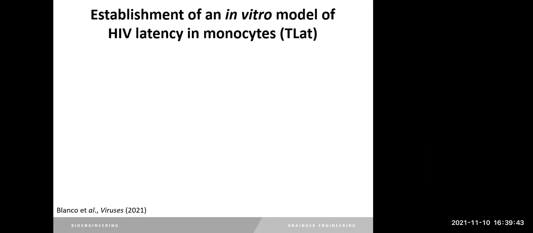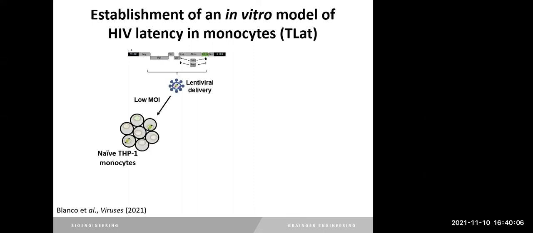What she did is she established an in vitro model of HIV latency, a monocytic latency model. We call it the TLAT because it's based on a THP1 cell line. So we take the full-length HIV construct that has a delta envelope and GFP. We use lentiviral delivery and a low multiplicity of infection to infect naive THP1 monocytes. And then we do a GFP negative sort. So that way we get the latent cells and we reactivate those cells. So we use FACS sorting to get the GFP negative sorts, and then we want to find out which cells were the latent ones.